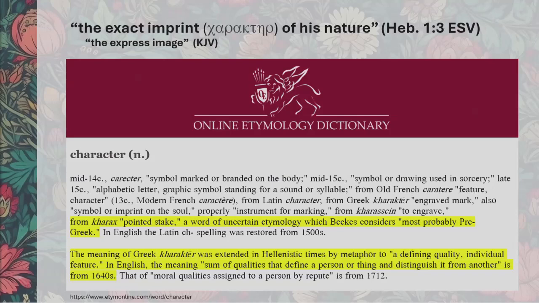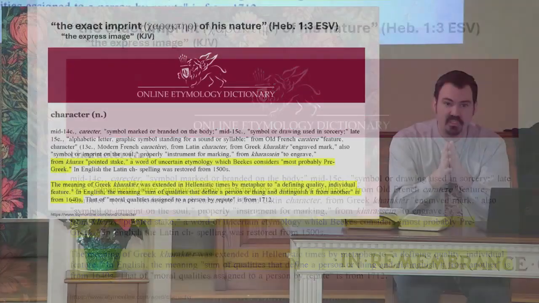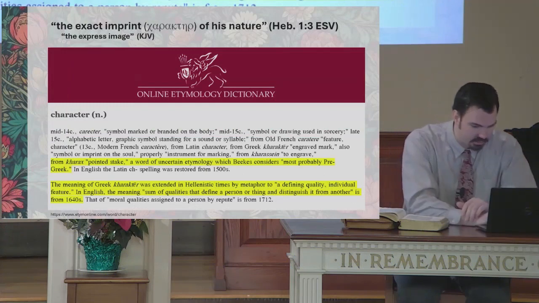Let's see, most probably pre-Greek. It came in Hellenistic times, so during the New Testament period. It came by metaphor to mean a defining quality, individual feature. So that defining quality or individual feature we might call a characteristic. And from then, I think it says in the 1600s, it became not just an individual characteristic but a collection, which became our character. So this is the term used when Jesus is described as the exact imprint of God's nature. He is an expression of God's character.